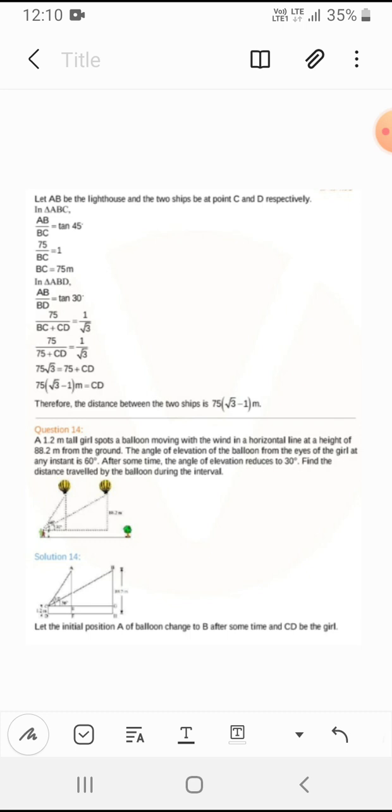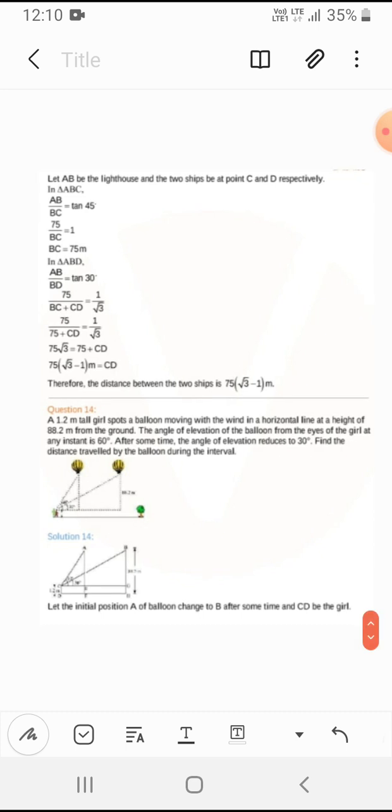So AB by BD is equal to tan 30. So 75 by BD is equal to 1 by root 3. So BD is 75 root 3, which is equal to 75 plus CD. So this is also 75 root 3 minus 1. 75 root 3 minus 1 meter is the answer for this question.